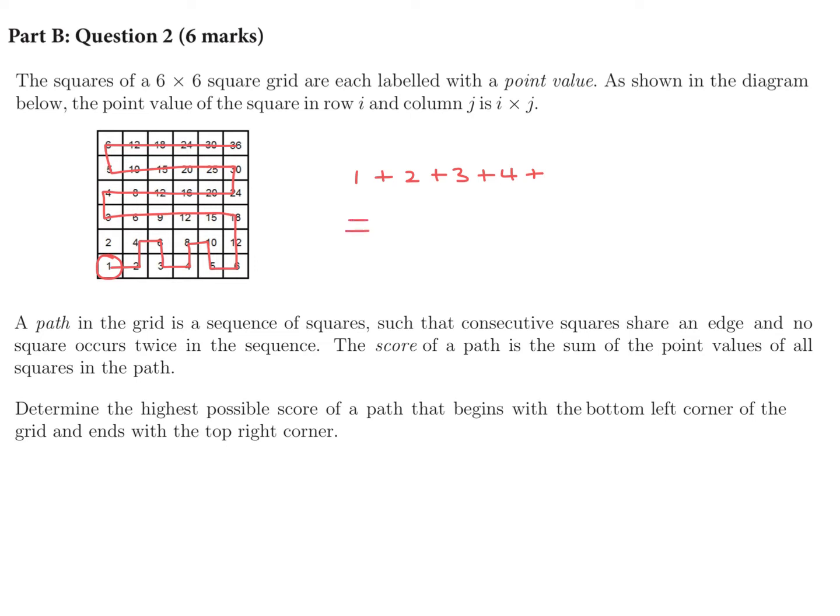When you add up all the numbers in the grid, it's 441. Now, our sum does not include that 2 because that 2 we didn't reach. So I guess from the total sum, we subtract that 2. And when you do, you get 439. So it's one of those questions that you just have to fiddle around with to come up with the highest possible score of a path.